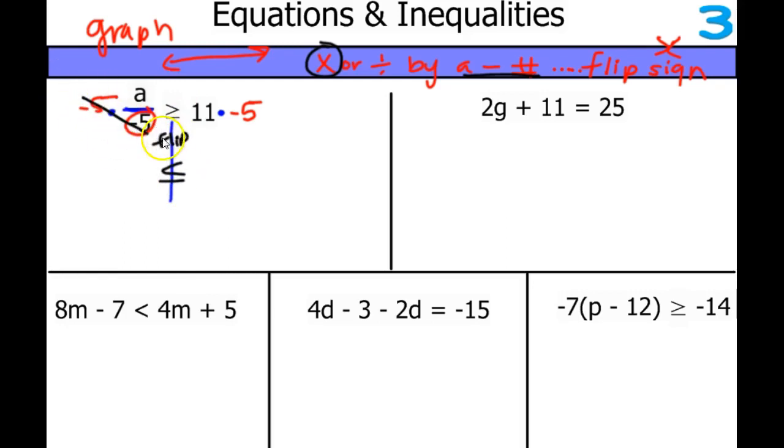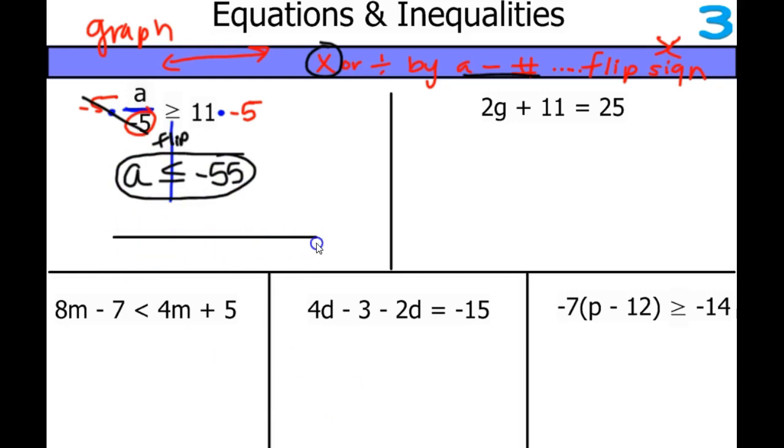5 and 5 on the top and the bottom cancel out and make 1, so we have 1a or just a. And now 11 times negative 5. 11 times 5 is 55. So there's our answer. We do need to graph it on a number line because this is an inequality.